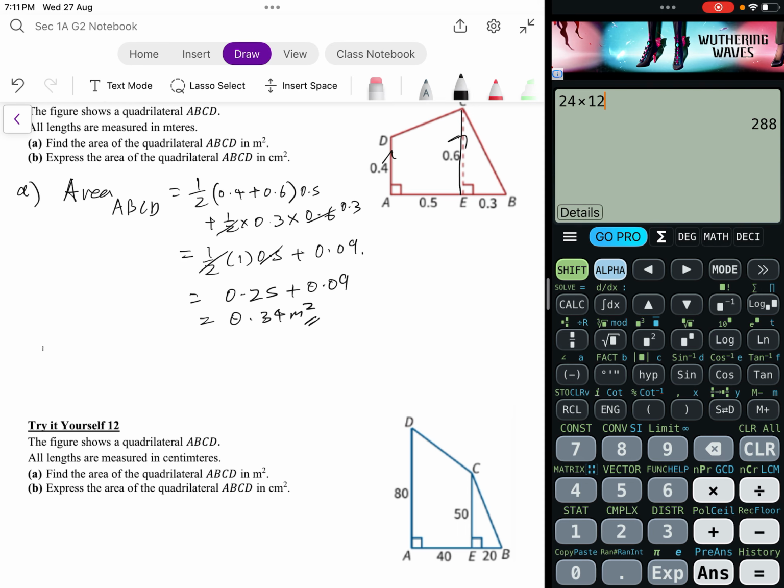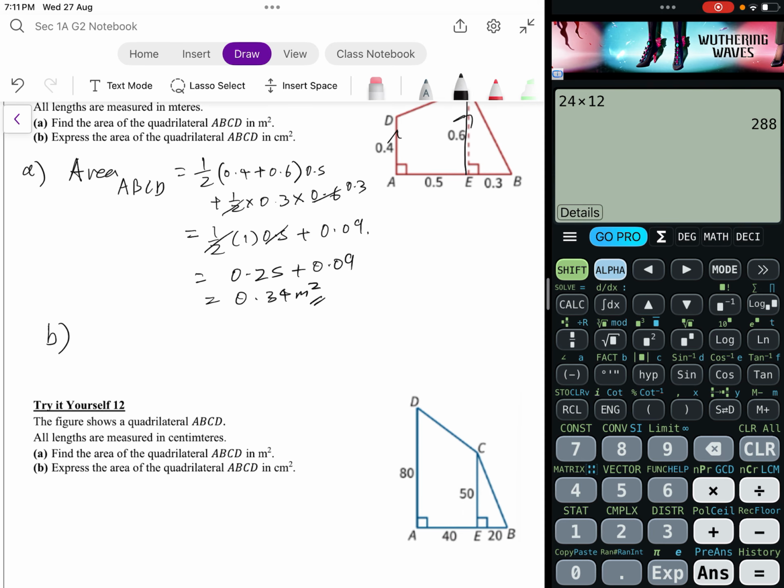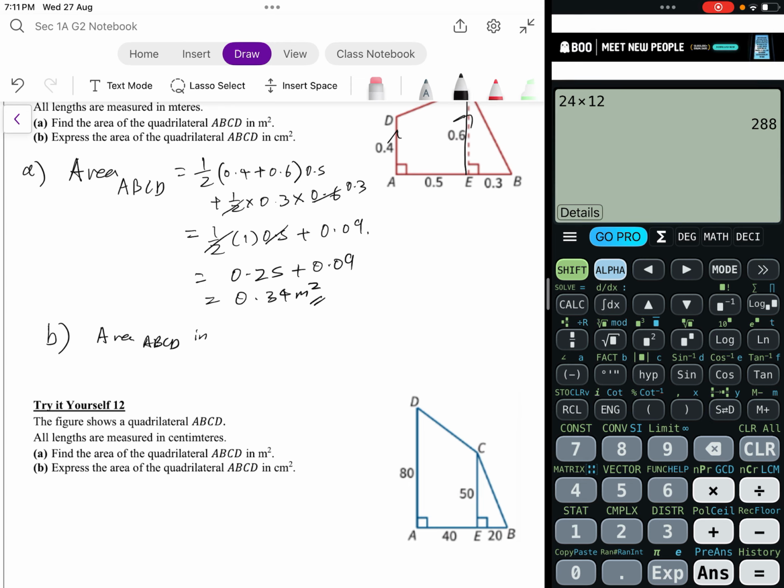Now they want us to convert the area of ABCD in cm square. So I have 0.34 meter square, so it's 0.34 times 1 meter times 1 meter. And we know that 1 meter is 100 cm times 100 cm. Use your calculator, you should get 3,400 cm square. Okay, hope this helps. Let's move on.